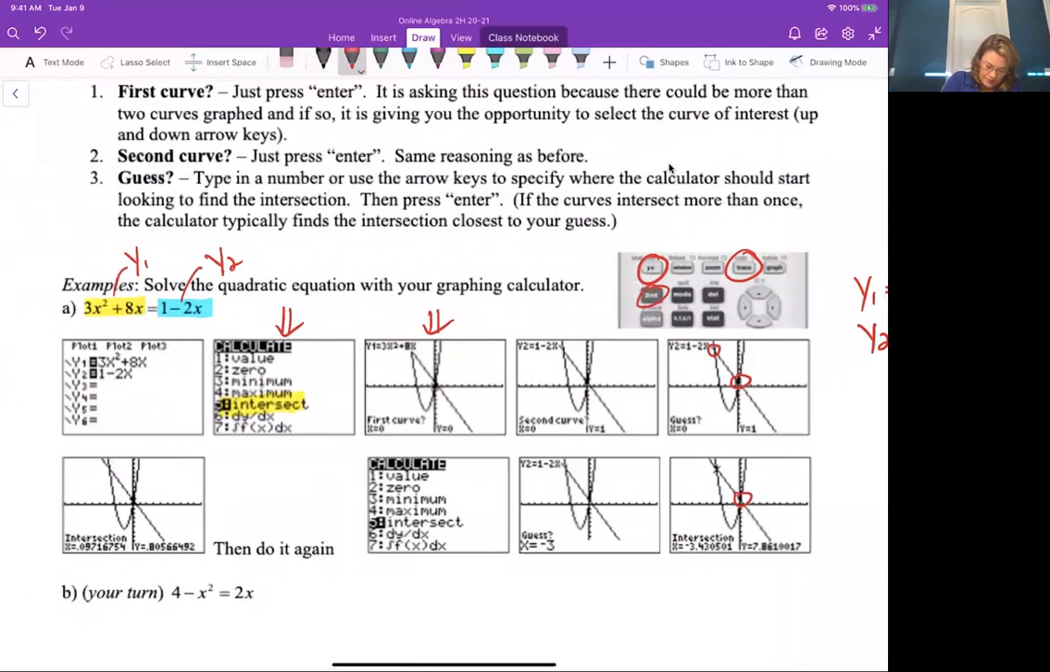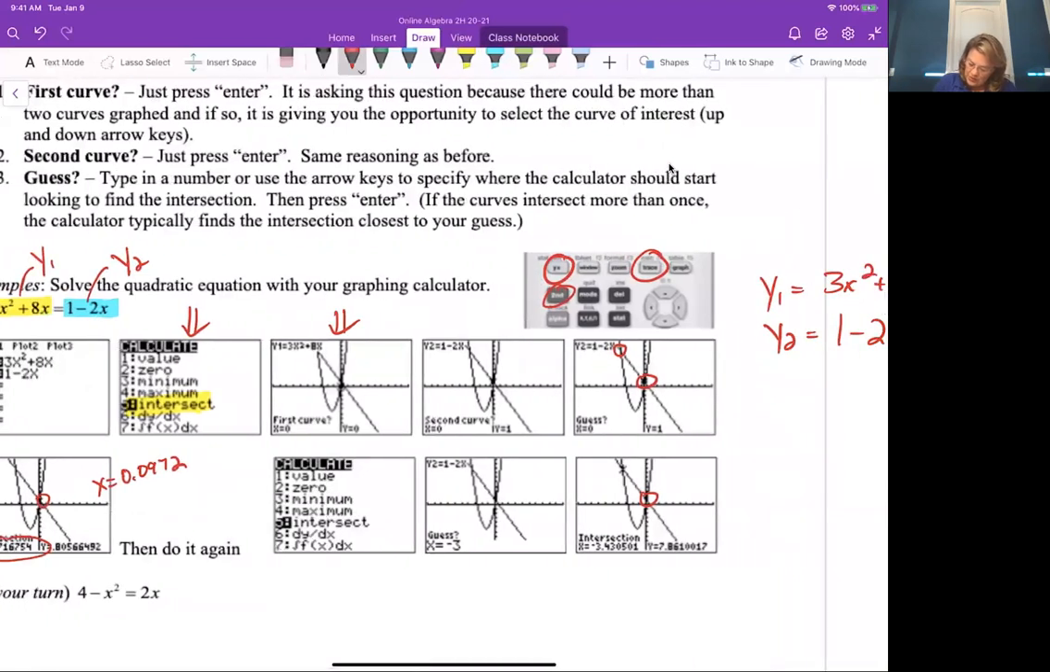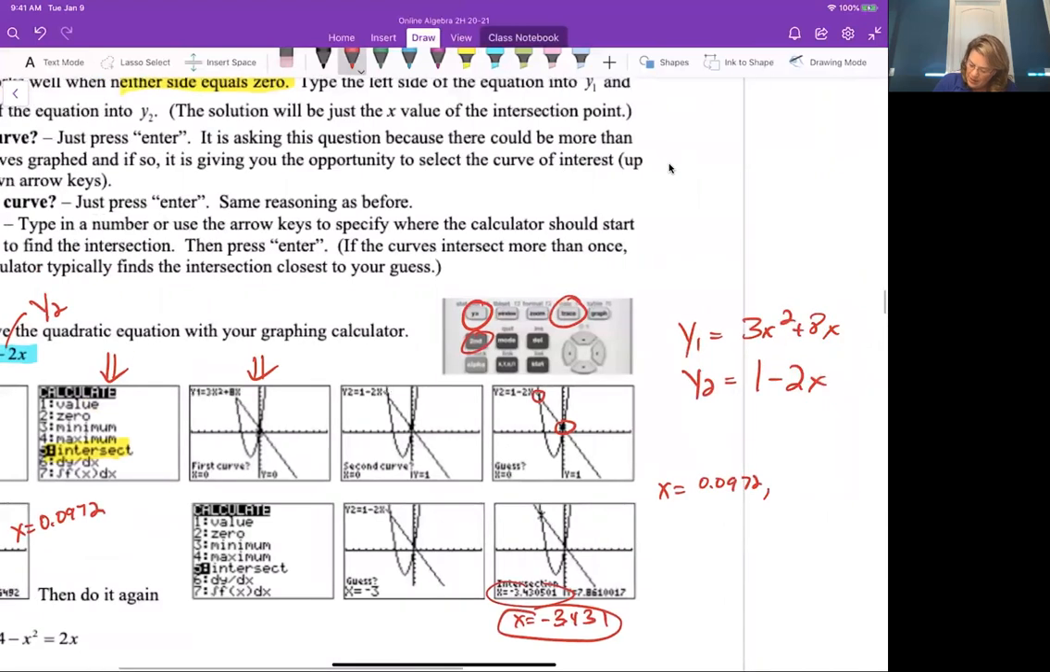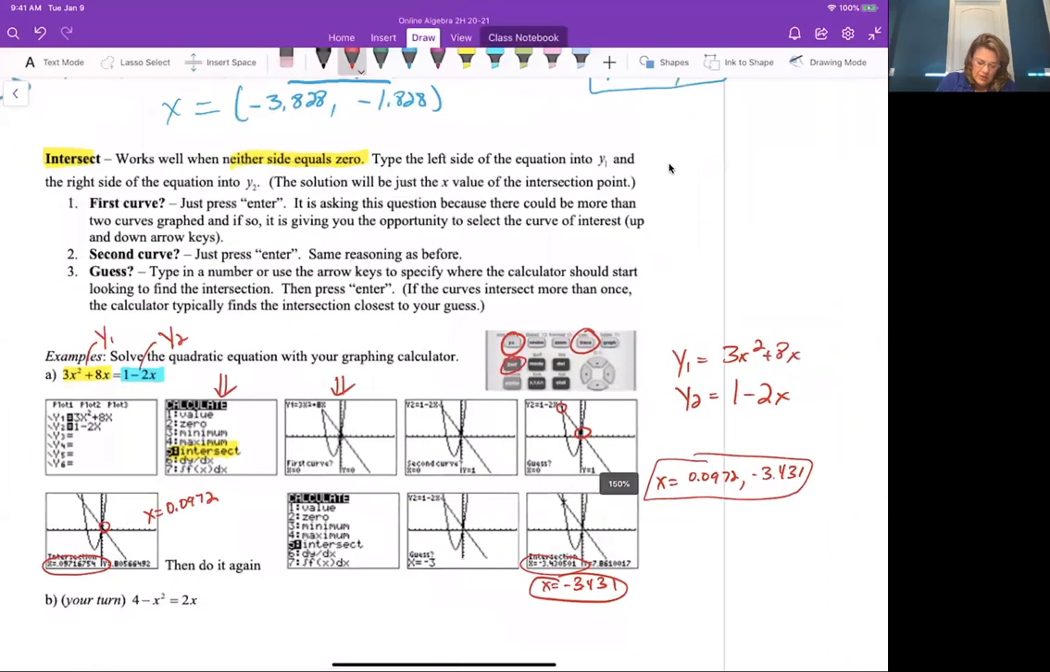Here they are. So the first one was found at x equals 0.0972. And then the second one was found to be x equals negative 3.43. I don't know how many decimal points, he didn't say. Okay, so what is my answer to this problem? That is x is equal to 0.0972, comma, negative 3.431, and there is my answer to the A.